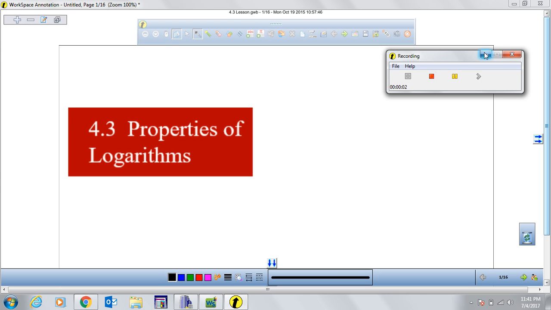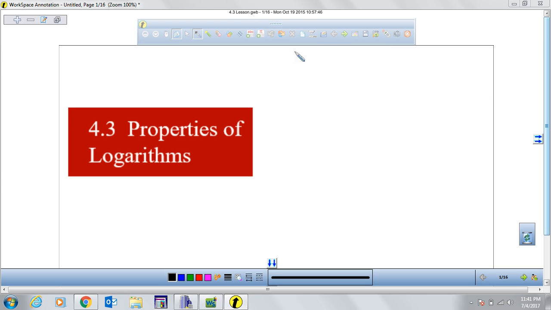Section 4.3, we're going to cover properties of logarithms. So basically we're going to look at the properties of exponents, and we're going to use them as a reference, because those properties of logarithms come from the properties of exponents.